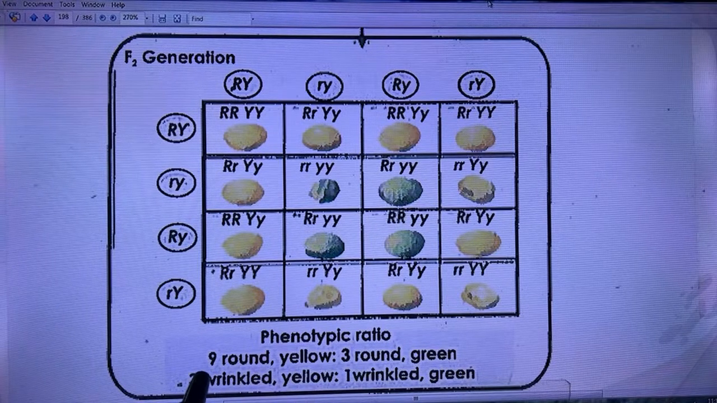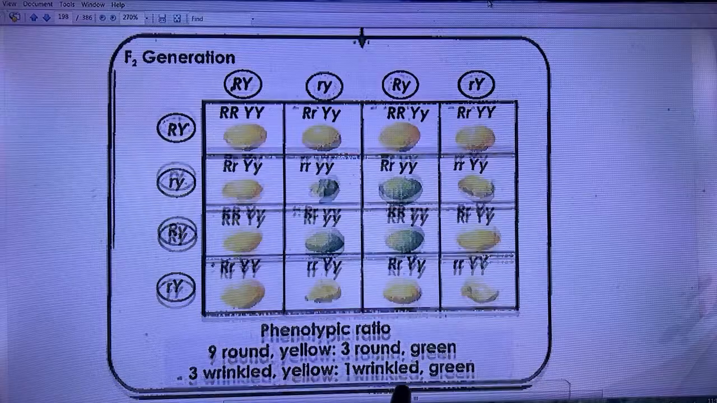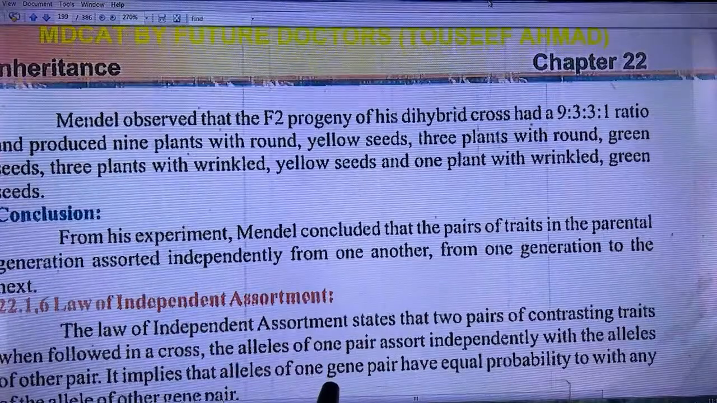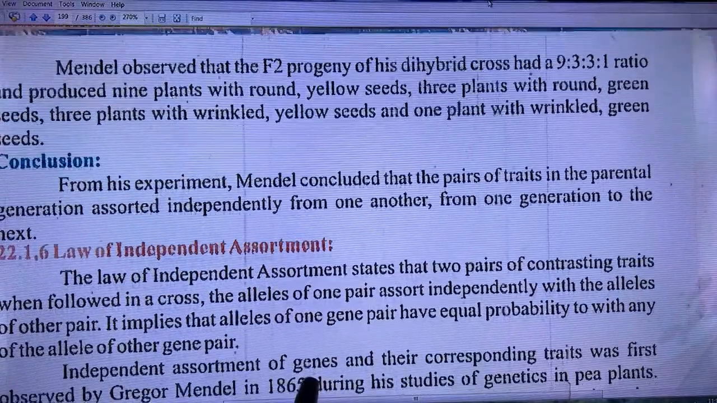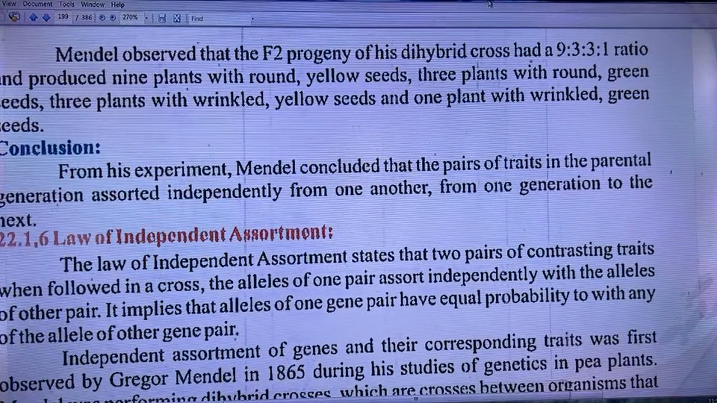Phenotypic ratio: 9 round yellow, 3 round green, 3 wrinkled yellow, 1 wrinkled green. Mendel observed that the progeny of his dihybrid cross showed a 9:3:3:1 ratio and produced 9 plants with round yellow seeds, 3 plants with round green seeds, 3 plants with wrinkled yellow seeds, and 1 plant with wrinkled green seeds. Conclusion.